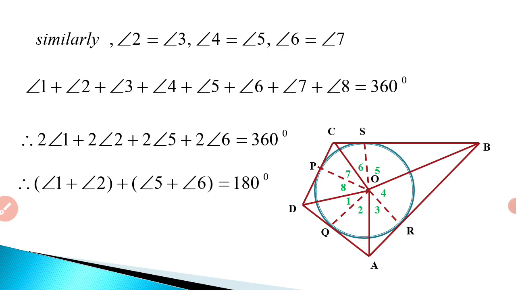When I check angle 1 and 2, that entire combination is angle AOD. Similarly, angle 5 and 6 gives us angle BOC. So we can substitute it as angle AOD plus angle BOC is equal to 180 degrees. Similarly, we can prove that angle COD plus angle BOA is also equal to 180 degrees.